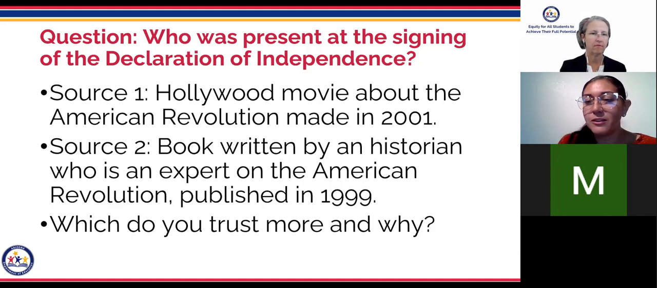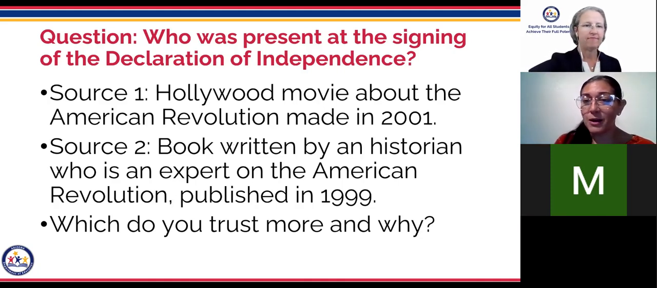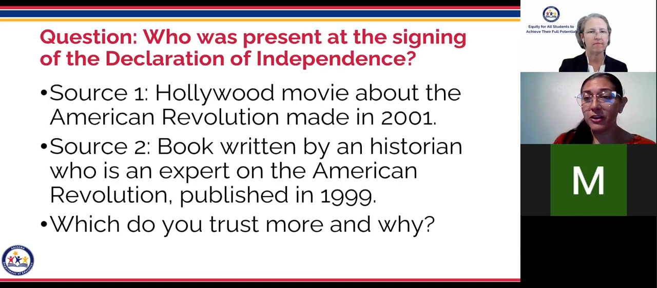Good. I see source two because it says he's an expert. He's a historian. Okay, very good. I see one says source two, but maybe check number one and compare them. Ah, that's a great idea, right? We talked about those primary and secondary sources and how they can help support each other. And experts providing the information. Yeah, because he's a historian, he's a writer. Yeah, the person is a historian.